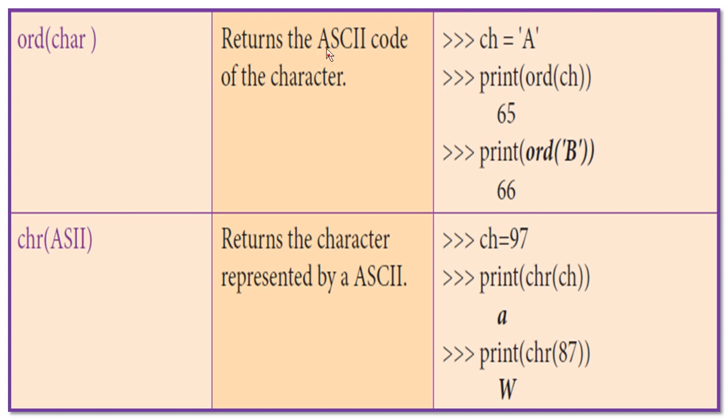ASCII means American Standard Code for Information Interchange. That is 65. And here we are giving the value capital B, the character value, which is changed into its equivalent ASCII value, that is 66.